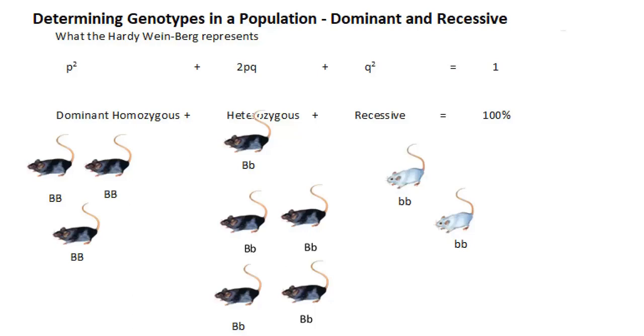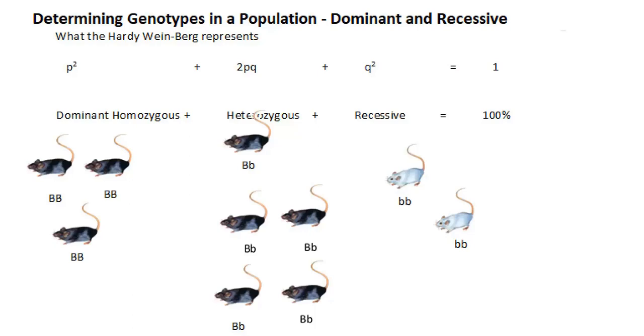And in our example, 3 mice were dominant homozygous. P squared was 0.3. 5 mice were heterozygous. The 2pq was 0.5. 2 mice were recessive. Q squared was 0.2. Add those 3 up, they equal 1.0.